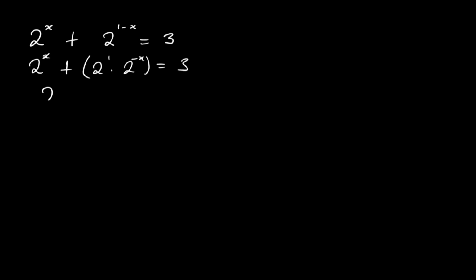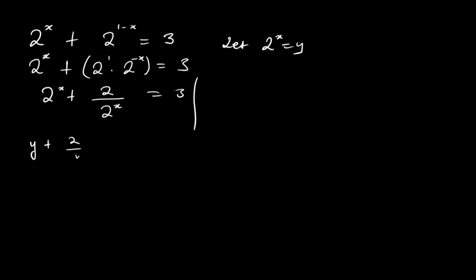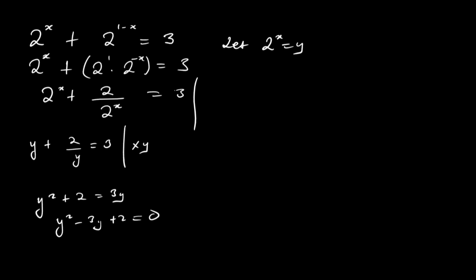Okay, so we're going to have 2 to the x plus 2 over 2 to the x, because I've just converted this guy to a positive guy. And then this is equal to what? 3. So I've reached that stage where things were not making sense. So now let's let 2 to the x equal y. So we'll be having something like y plus 2 over y being equal to what? 3. Multiplied by y, and you have y squared plus 2 being equal to 3y. Then you have y squared minus 3y plus 2 is equal to 0. I hope you have gotten what I've done.